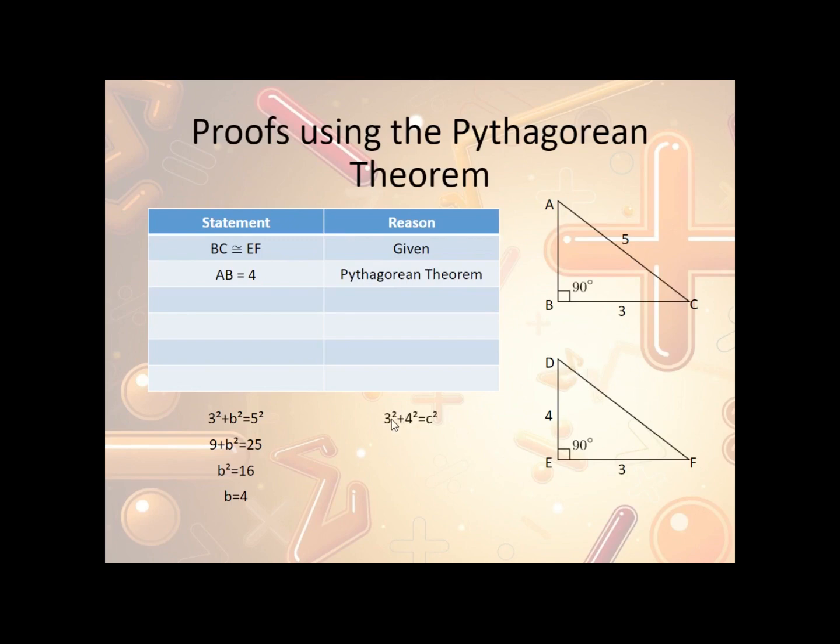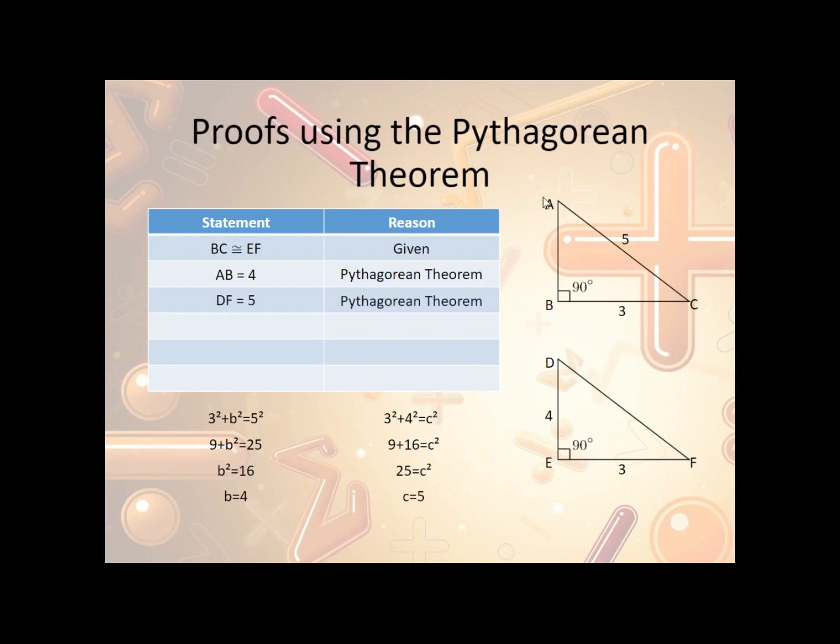So we have 3 squared plus 4 squared is equal to c squared because we take these two side lengths. 3 squared is 9, and 4 squared is 16, so we get 9 plus 16 is equal to c squared. 9 plus 16 is 25. We take the square root of 25 and we get 5. So this side length, DF, is equal to 5. And we know that by the Pythagorean theorem as well.